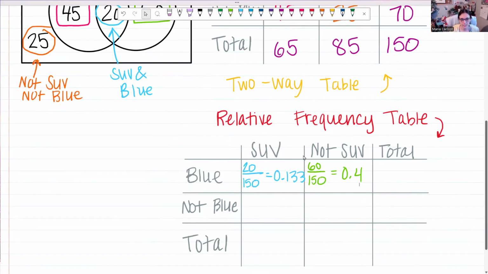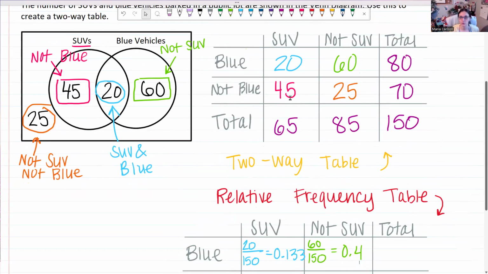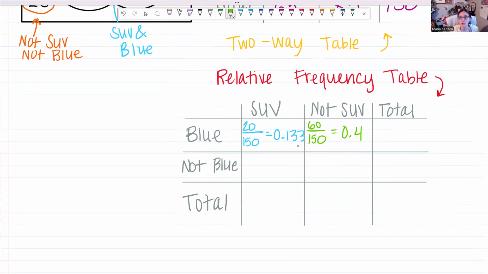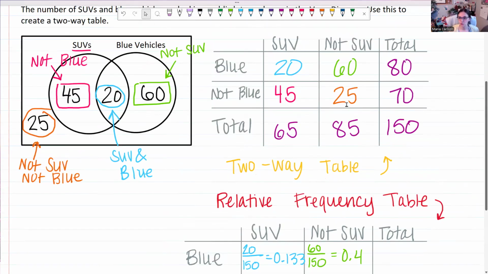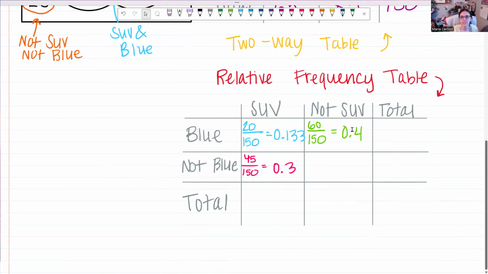All right, let's look at the not blue SUVs. So there were 45 SUVs that were not blue out of the 150 total vehicles. So 45 divided by 150 is 0.3. And then if we look at the 25 not blue, not SUVs, 25 out of 150 is 0.16 repeating, so we'll round it to 0.167.